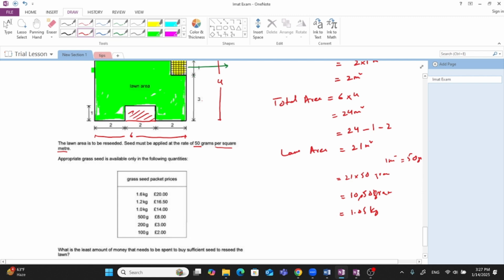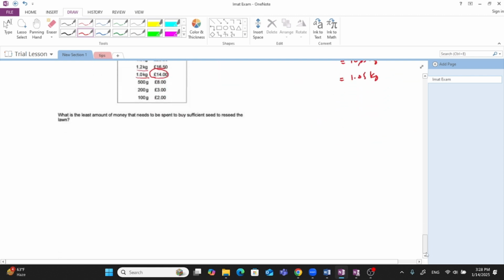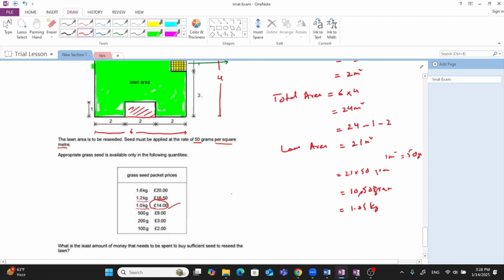So you can select any of the quantities. It's not 1.2, it's 1 kg, almost 1 kg, slightly more than 1 kg. If you consider 1 kg of seeds, your cost will be this, but since it's slightly greater than this, we can select this also. Let's see what the least is. It will be this, $14. Is there any option for that? So the answer is that 14.00 pounds will be spent to be sufficient to reseed the lawn, because the other one, 16.50, will be excess. So almost 1 kg will be required for the lawn. This is the answer for that.